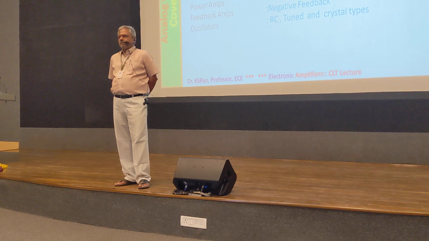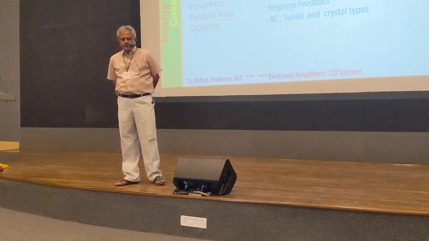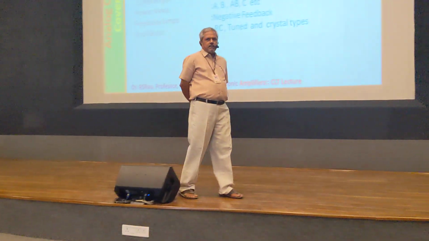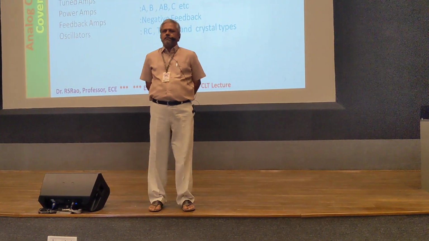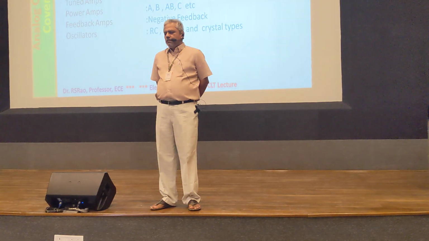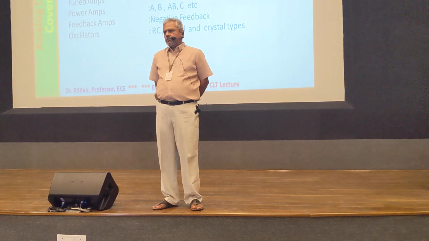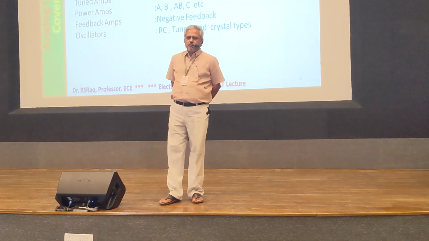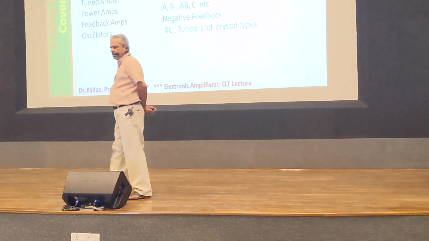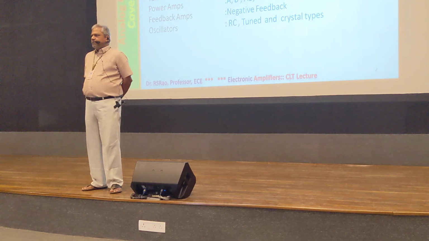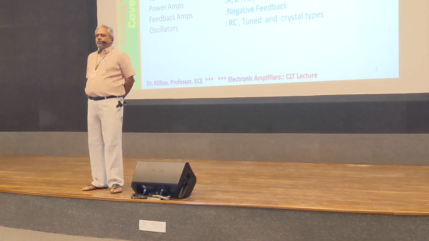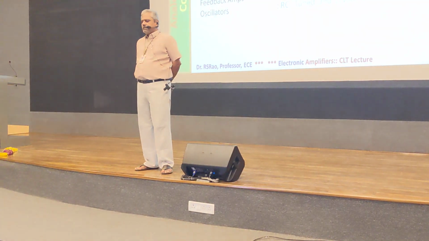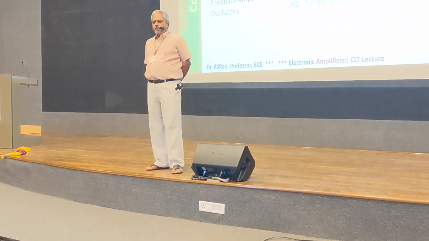In fact, you all must be knowing the base is used for controlling the flow of current between emitter and collector. Similarly, the gate is used to control the flow of current between source and drain. The purpose of base is to control the flow, the purpose of gate is to control the flow. Names are different, but their purpose is the same.